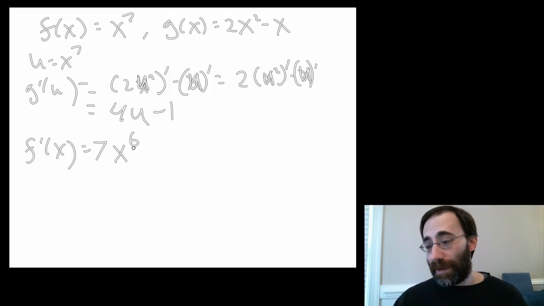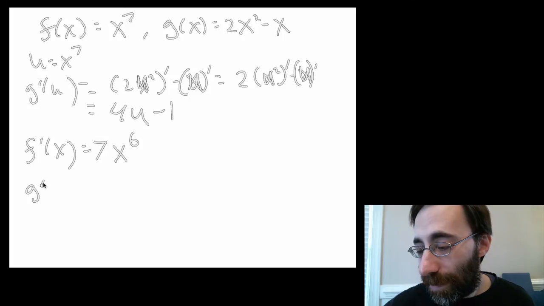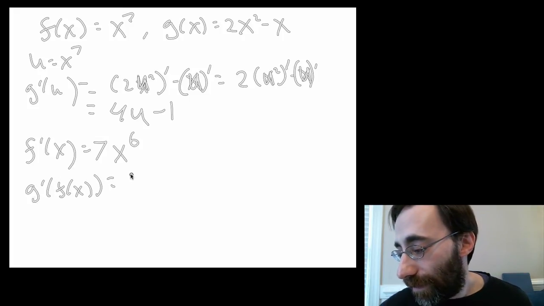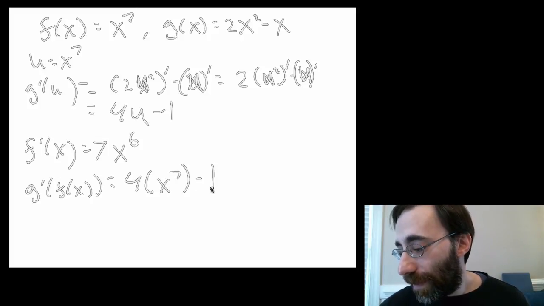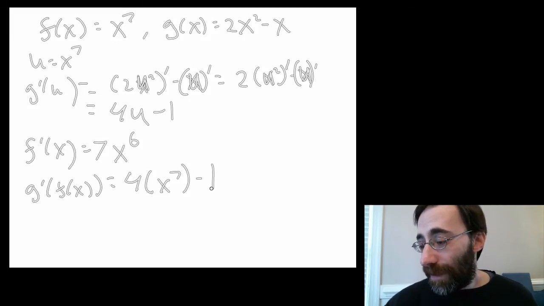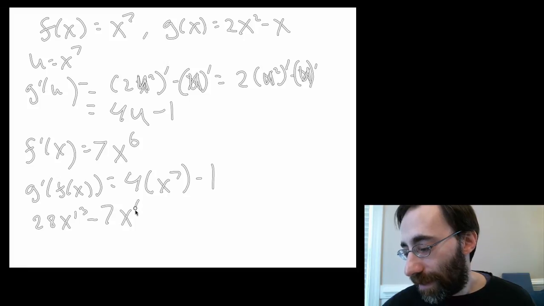Now, replace f of x into g prime of u. So g prime of f of x equals 4x to the 7th minus 1, because where the u was, I put an f of x in there. And finally multiply to get 28x to the 13th minus 7x to the 6th.